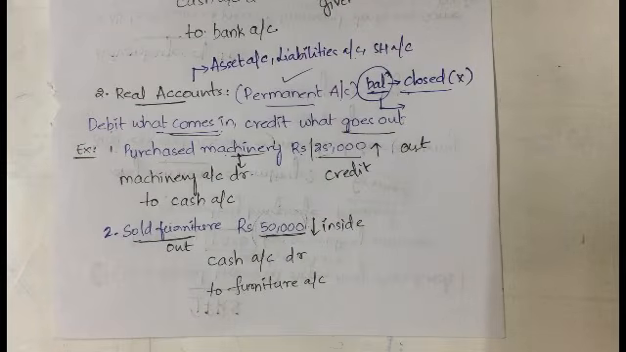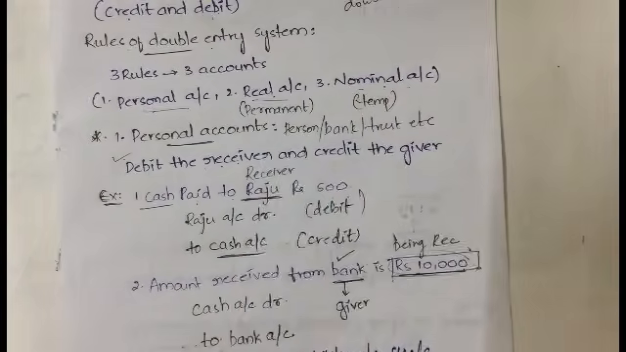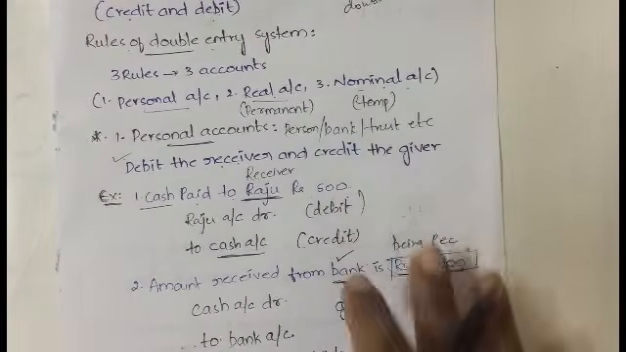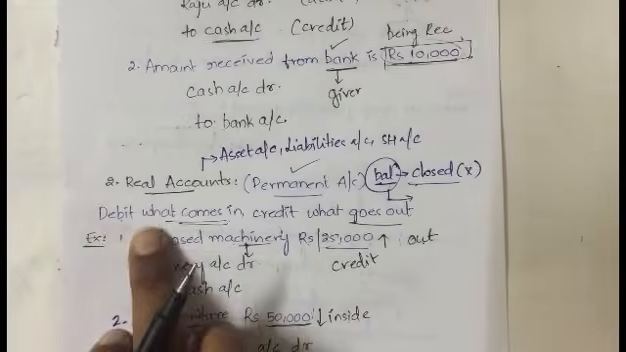Understood? So far we did personal account. What was the rule in personal account? Debit the receiver and credit the giver. And in the case of real account, what is the rule?